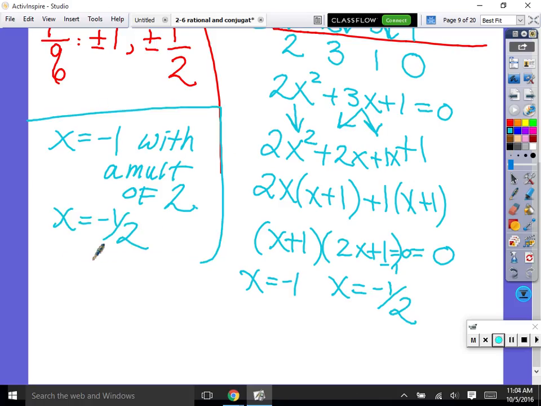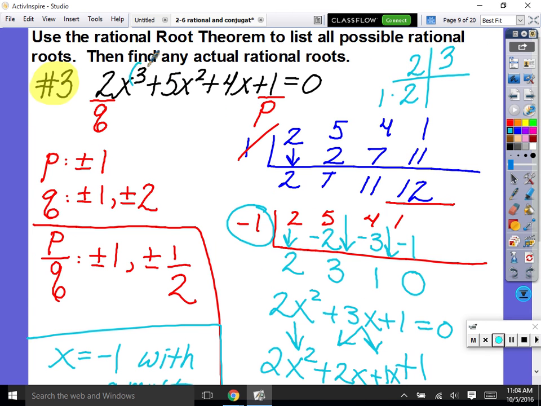So our other solution was x is equal to negative 1/2. So this was our final answer. So do you see how if we would have just assumed and went positive 1/2, we would have been wrong? We have 1, 2, 3 solutions. Was it degree 3? Yes. For sure. The negative 1 with a multiplicity of 2, because we got that before we had the quadratic. Then the quadratic gave us another solution.